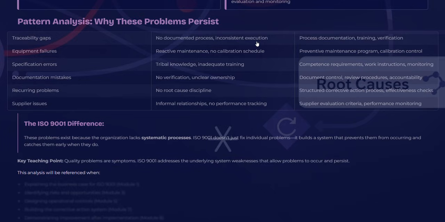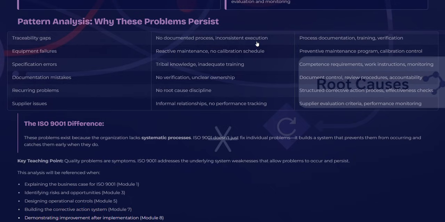We are going to reference this analysis when explaining the business case for ISO 9001 in this module, and also when identifying risks and opportunities in module 3, designing operations control in module 5, building corrective actions in module 7, and demonstrating improvement after implementation in module 8, certification.